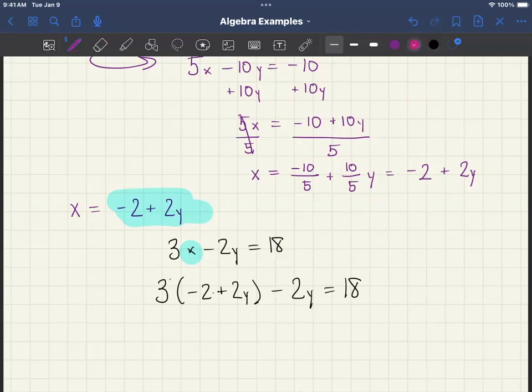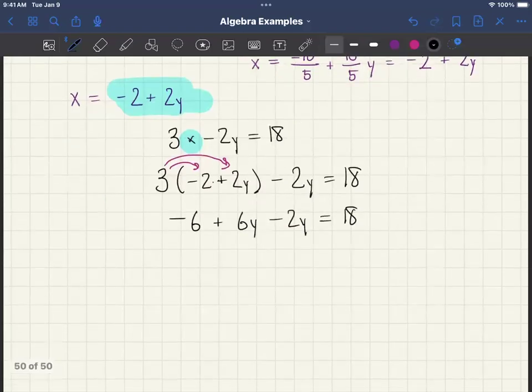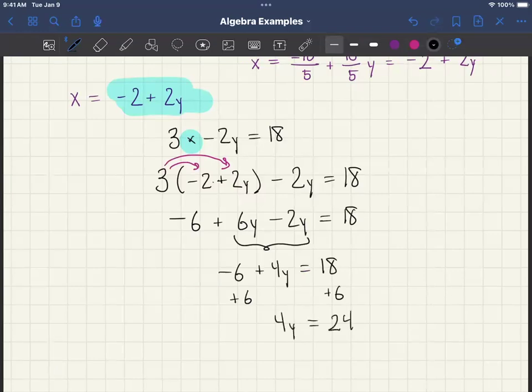We can then distribute our 3. So we are going to end up with -6 plus 6y minus 2y is equal to 18. Putting this together, let's do it in 2 parts. I'm going to add my y's together, get 4y is equal to 18. Let's add 6 on both sides. 4y is equal to 24.